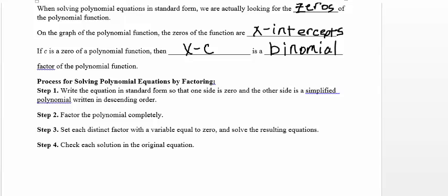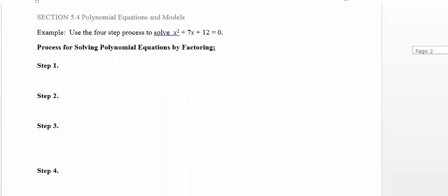So the process for solving polynomial equations by factoring involves 4 steps. Step 1 is to write the equation in standard form so that one side is 0 and the other side is the simplified polynomial written in descending order. Factor the polynomial completely, set each distinct factor with a variable equal to 0, and solve the resulting equations. Check each solution in the original equation. And the check, unless specified, is actually not required. So you'll be told if the check is required.